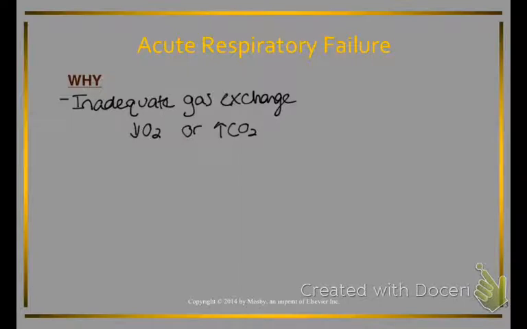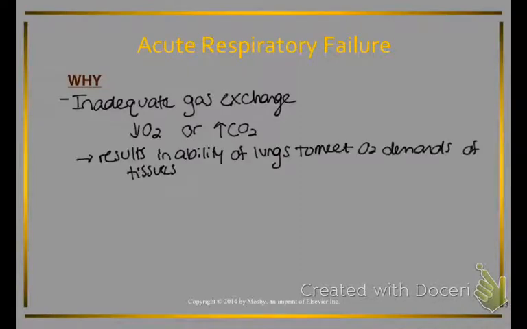No, because it's kind of like a cup of water. You can only have so much in your cup of water. And if you've got it full of CO2, then you can't accept any more O2. So this results in some kind of inability for the lungs to meet the O2 demands of the tissues. What happens if tissues don't get O2? They die off, right?